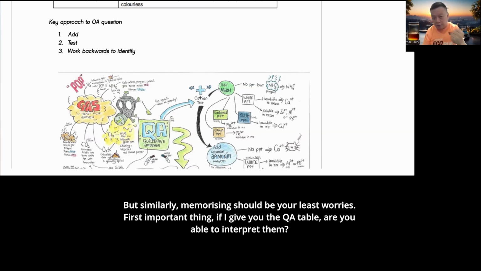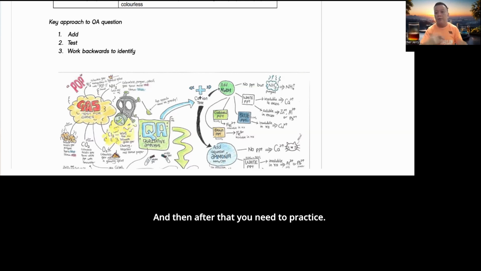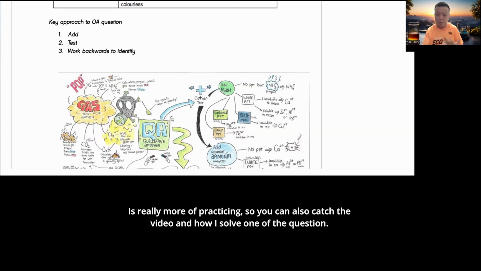First important thing: if I give you the QA table, are you able to interpret it? And after that, you need to practice. It's really more of practicing. So you can also catch the video on how I solve one of the questions.